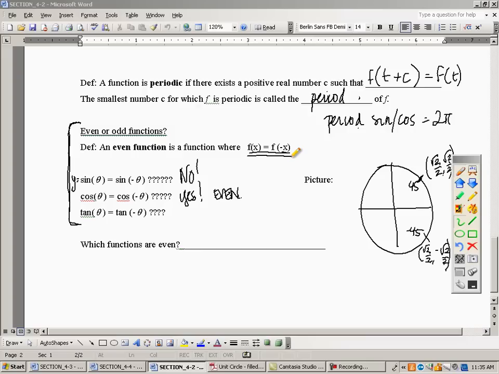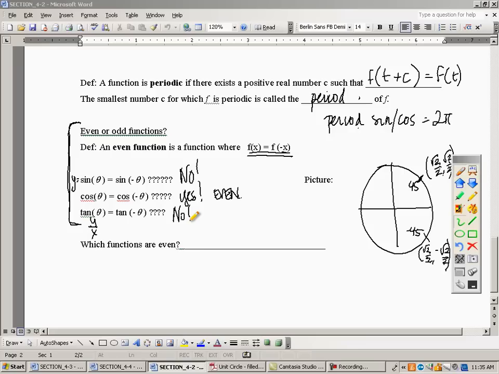The last thing is tangent. Remember, tangent is the sine over the cosine. So if I divide a positive by a positive, when it's at 45 degrees, I get a positive tangent. When I divide a negative by a positive, I get a negative tangent. So are these two the same? Again, the answer is no.